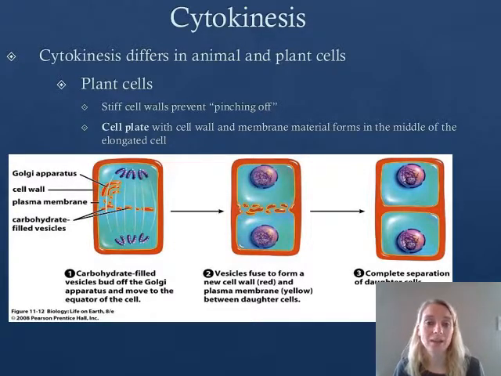So that's how plant cells complete the process of cell division with cytokinesis: they create a new cell wall. As it's growing, it's called the cell plate. And then once it's completely formed, it's just cell wall.